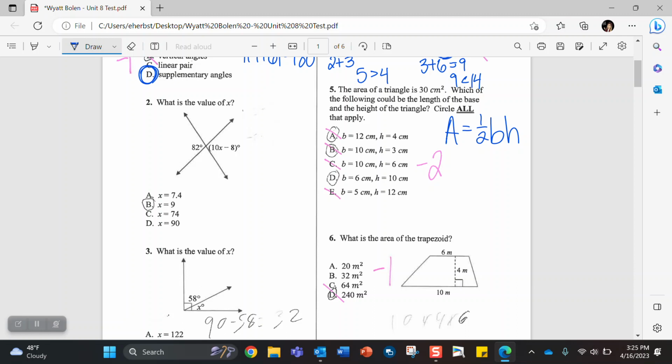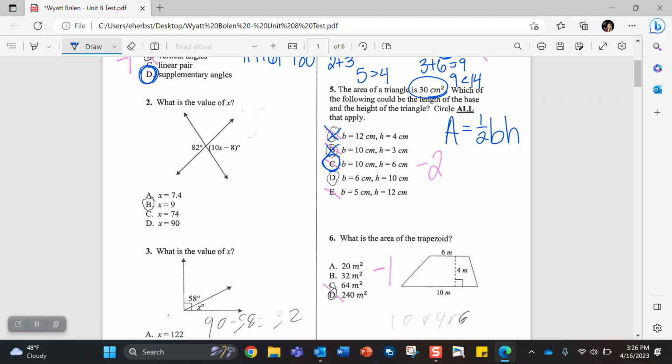So you're basically doing this formula 5 different times. On letter A, I'm just going to talk through this. 12 times 4 is 48, and then I would take half of that and get 24. So that doesn't work because it's looking for an area of 30. 10 times 3 is 30, but the formula has 1/2 in it, so I have to cut 30 in half. I get 15. That one doesn't work. Letter B, 10 times 6 is 60. Half of 60 is 30, so that one does work.